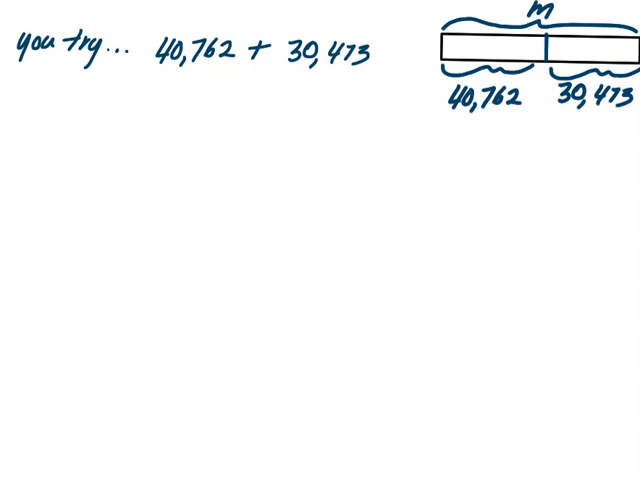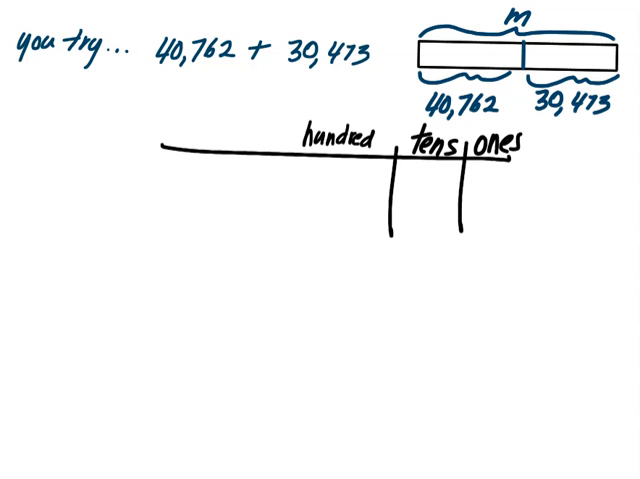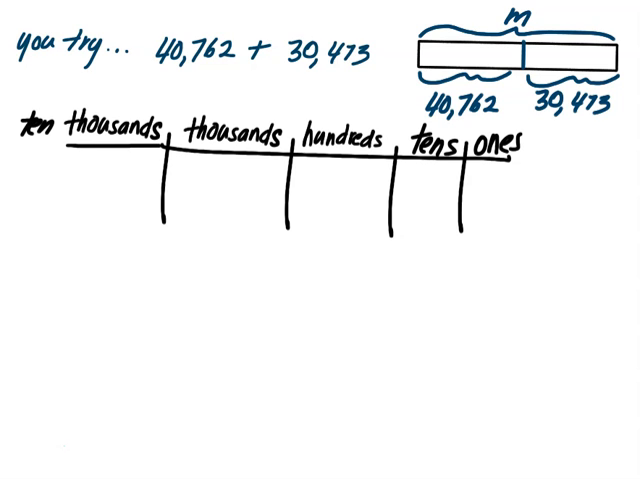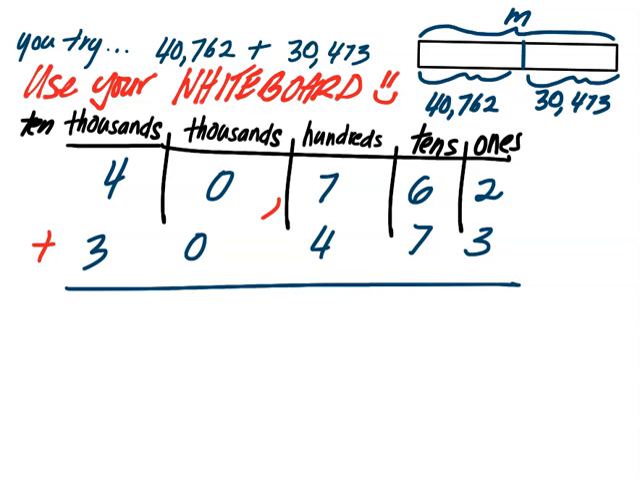I am going to give it a little bit of a nudge over here to the left. Anyway, I'll continue. Make a place value chart: ones, tens, hundreds, thousands. Oh, and 10,000s too, because we're out to 40,000 and 30,000. Use your whiteboard, like I said. 40,762 added to 30,473. Yes, there is a comma in there, I promise. 2 plus 3 is 5.